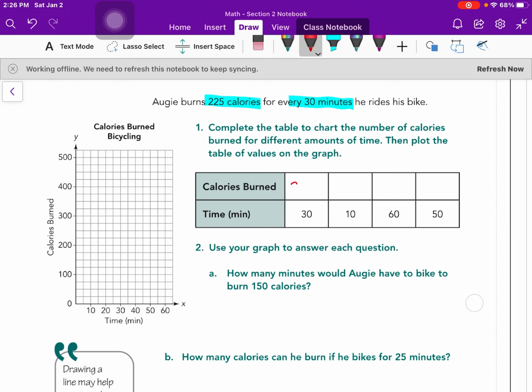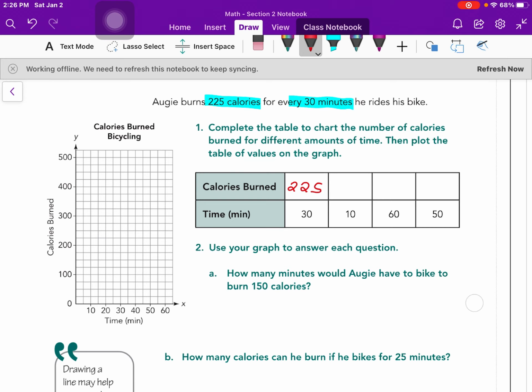We know that he burns 225 calories in 30 minutes. We have to figure out how many calories does he burn in 10 minutes. So I'm going to think my way through this. I think that I can scale down by dividing by 3, because 30 divided by 3 is 10. So I can do that on the top, divide by 3. And so I have to take 225 divided by 3. If I don't know how, I can do it off to the side. Goes in there 7 times, you get 21.